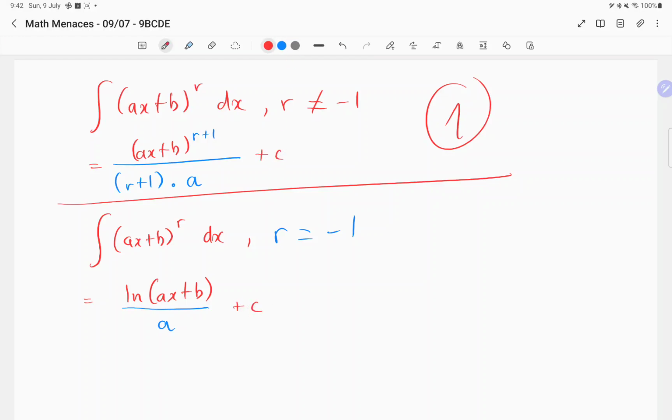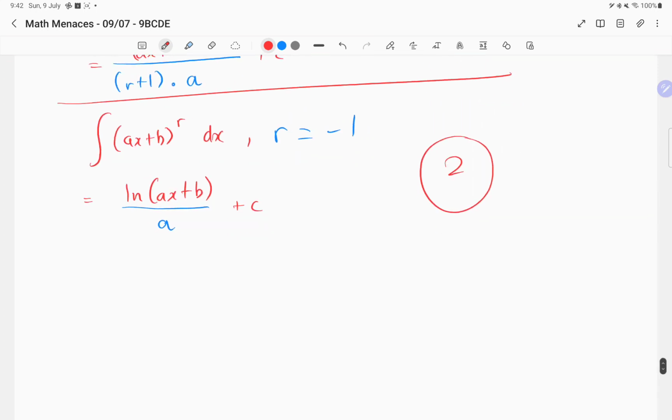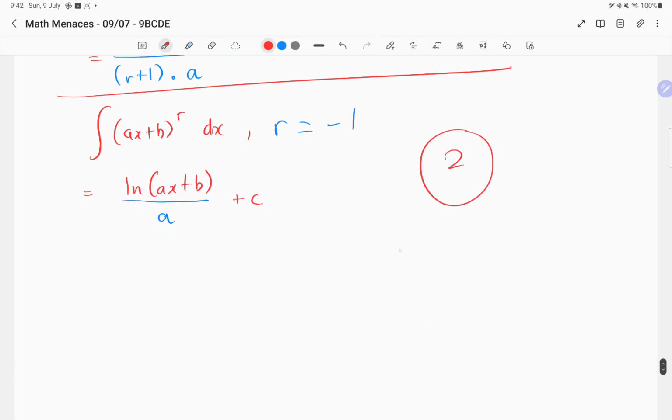Like, we add 1 to the r at the top, but for this one, how come we don't add 1 to the r in the power? Because if you add 1 to it, you get 0. But how did they decide? It comes from the main rule that when you derive ln x, you get 1 over x, which is x to the power minus 1. So when you anti-derive this thing, you must get back ln x, right?